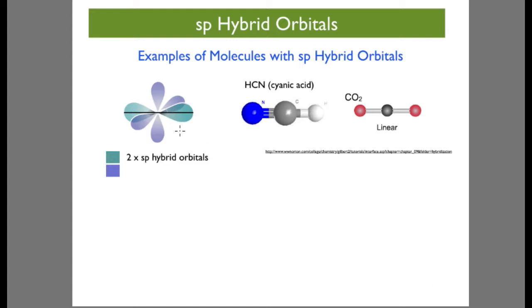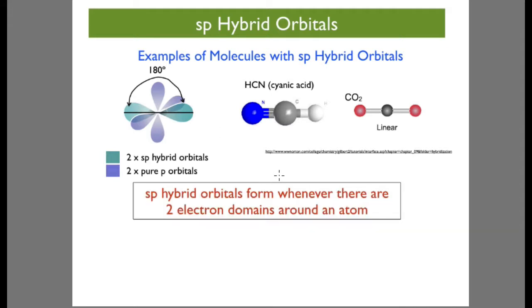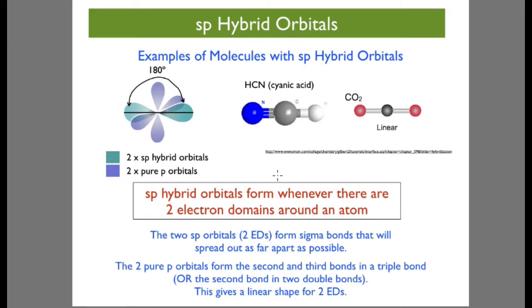Here you can see the 2 sp orbitals in green along this plane, and then you have the 2 p orbitals there and there. That's 180 for the sp hybrid orbitals. Sp hybrid orbitals form whenever there are 2 electron domains around an atom. The 2 sp orbitals with 2 electron domains form sigma bonds that will spread out as far apart as possible. The 2 pure p orbitals form the second and third bonds in a triple bond, or the second bond to 2 double bonds. This gives a linear shape for 2 electron domains.